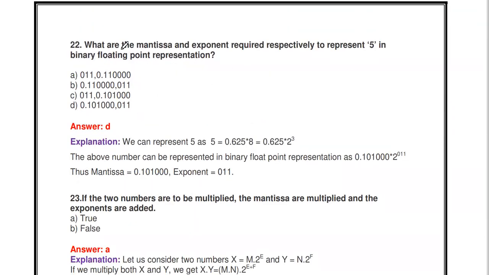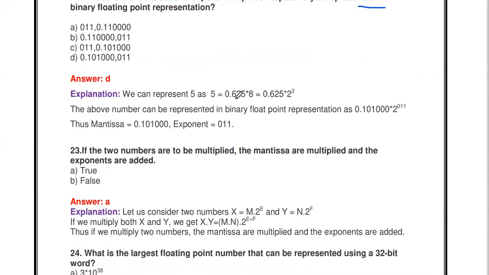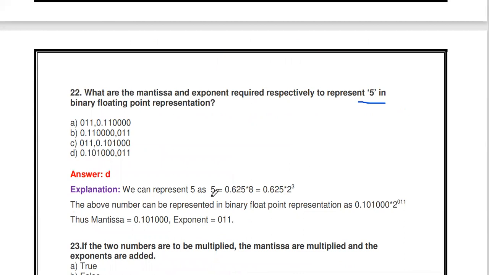Then the next question: what are the mantissa and exponent required in order to represent the number 5 in binary floating point representation? The number 5 can be written as 2 to the power 3 into 0.625. So 5 divided by 2, we will get 2.5. Again 2.5 divided by 2, 1.25. Then 1.25 divided by 2, we will get 0.625. So the number 5 can be represented as 2 to the power 3 into 0.625.